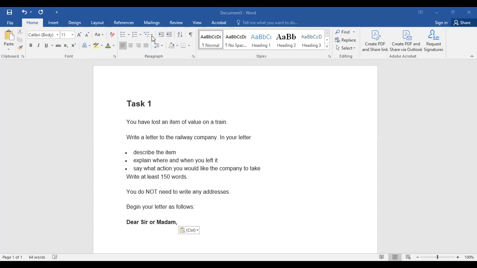Okay, Philip, can you read the assignment? Okay, sir. All right, so task 1. You have lost an item of value on a train. Write a letter to the railway company. In your letter, point 1, describe the item. 2, explain where and when you left it. 3, say what action you would like the company to take. Write at least 150 words. You do not need to write any addresses. Begin your letter as follows: Dear sir or madam. Thank you very much.